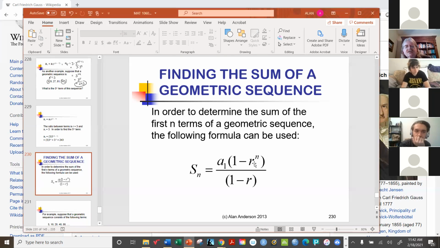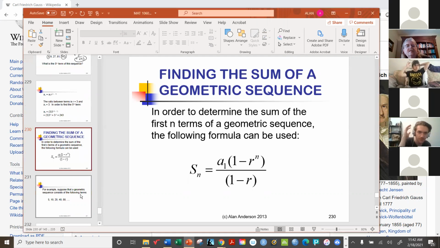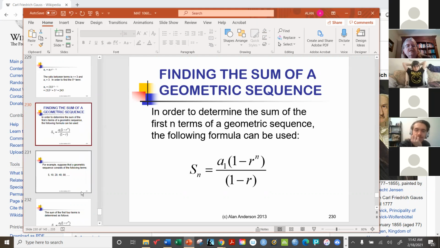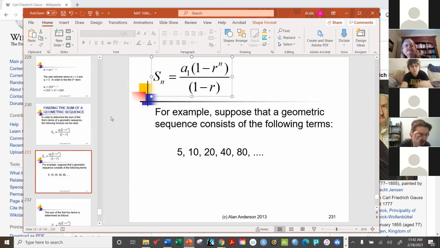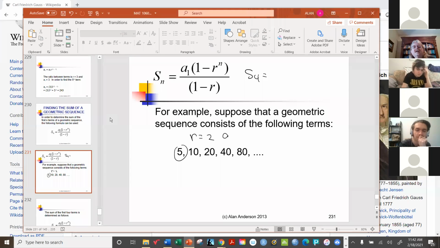All right, let's try this. So let's say that we're looking for the sum of the first 4 terms here. Okay, so I want to know S4. And don't forget, the common ratio here is 2. A1 is 5. So plug that in and let's see what you get.